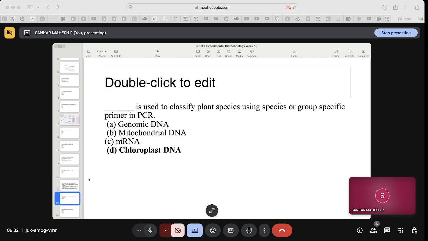Basically, that explains. Yeah, chloroplast DNA, again, plastid DNA is only present in plants. So with that, we'll be able to classify plant species. If we were to look at, let's say, prokaryotes, what do you think would be the right marker to identify a particular prokaryotic species? Any idea?